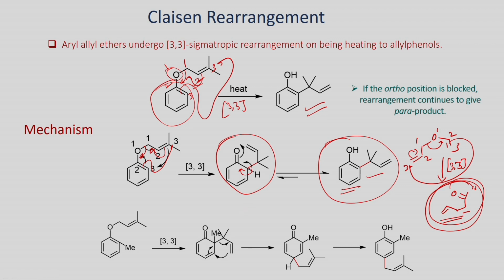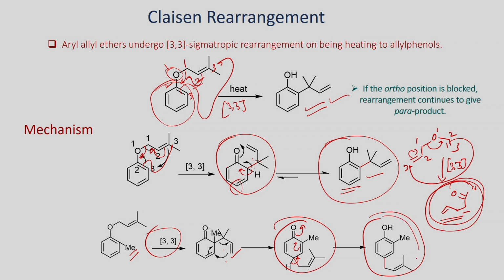On the other hand, suppose the ortho position has a substituent, then it rearranges and migrates to the para position. For example, here you have the methyl group. When you heat this compound, it can also undergo 3,3 sigmatropic rearrangement. First, you will get this compound as we have seen here, and it can further undergo reaction as shown here, then you will be able to get this compound at the para position. This can convert into the phenol derivatives.